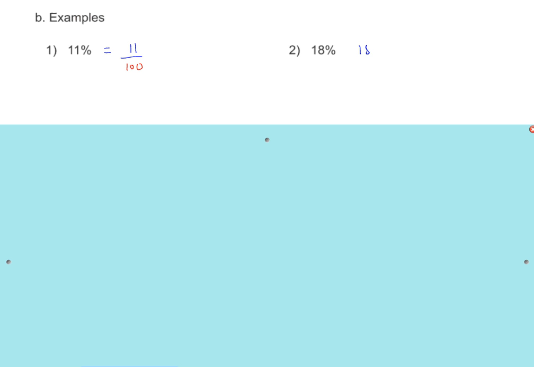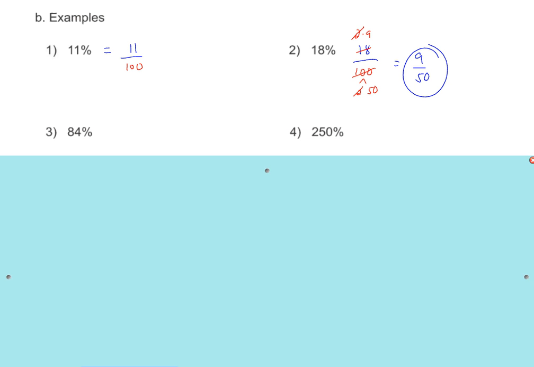18%. All right, take the 18, put it over the 100. Can we reduce this? Yeah, this one we can reduce. Remember, an 18 is a 2 times 9, and a 100 is a 2 times a 50. And of course, our common 2's divide out. 2 divided by 2 is 1. What's our final answer here? 9/50. Right? So you're going to always look to reduce if possible. Sometimes you can, sometimes you can't.